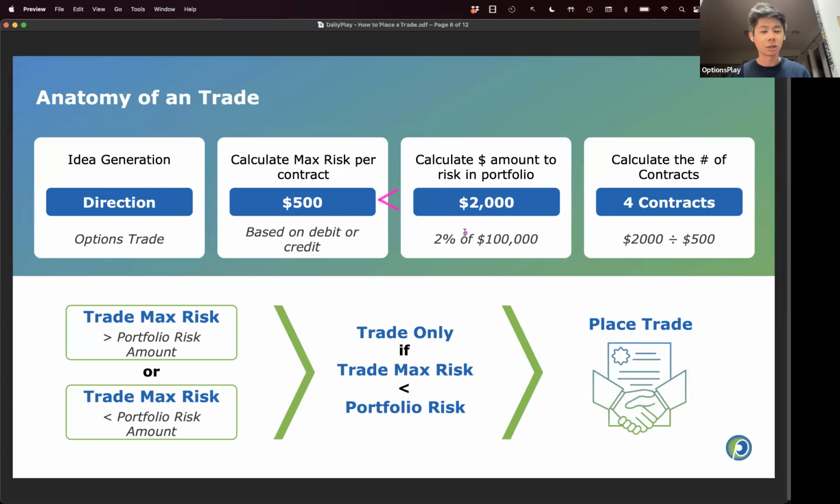Now, you should only trade ideas where the max trade risk is less than what you're willing to risk in your portfolio. Those are the rules that you need to have in place before you go ahead and place a trade. Meaning, if you have a trade that comes across your desk that risks $5,000 per contract, but 2% of your portfolio is only $2,000, that is a trade that you should probably either adjust so that the max risk is under $2,000, or simply pass on because it's risking too large a percentage of your portfolio.